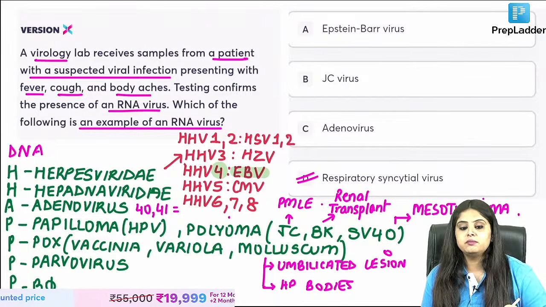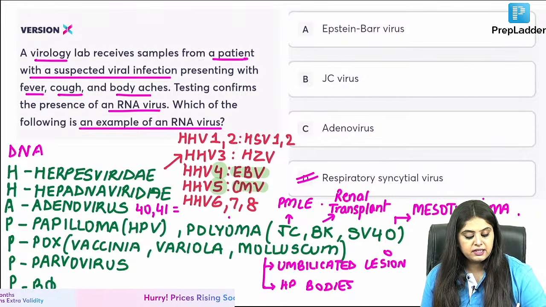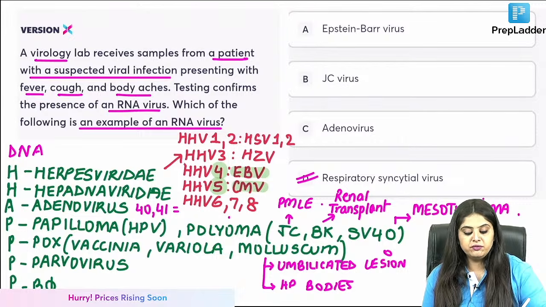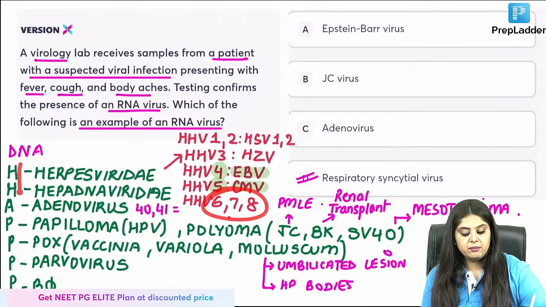HHV4 is known as Epstein-Barr virus. HHV5 is known as cytomegalovirus. Just remember this. Other than that, 6, 7, 8 are known as 6, 7, 8. So 1 and 2 are known as simplex 1 and 2. 3 automatically becomes zoster. 4 and 5 are EBV and CMV. 6, 7, 8 is as it is. So this is our complete list.